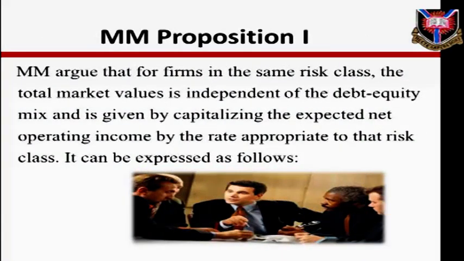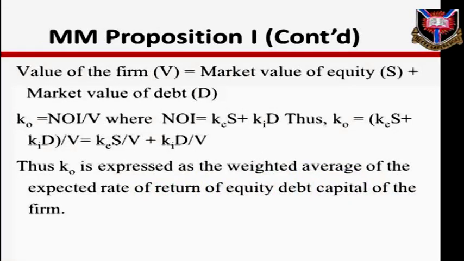MM Proposition 1. The Modigliani-Miller Proposition 1 argues that for firms in the same risk class, the total market value is independent of the debt equity mix and is given by capitalizing the expected net operating income by the rate appropriate to that risk class. It can be expressed as follows: value of the firm V equals market value of equity S plus market value of debt D.